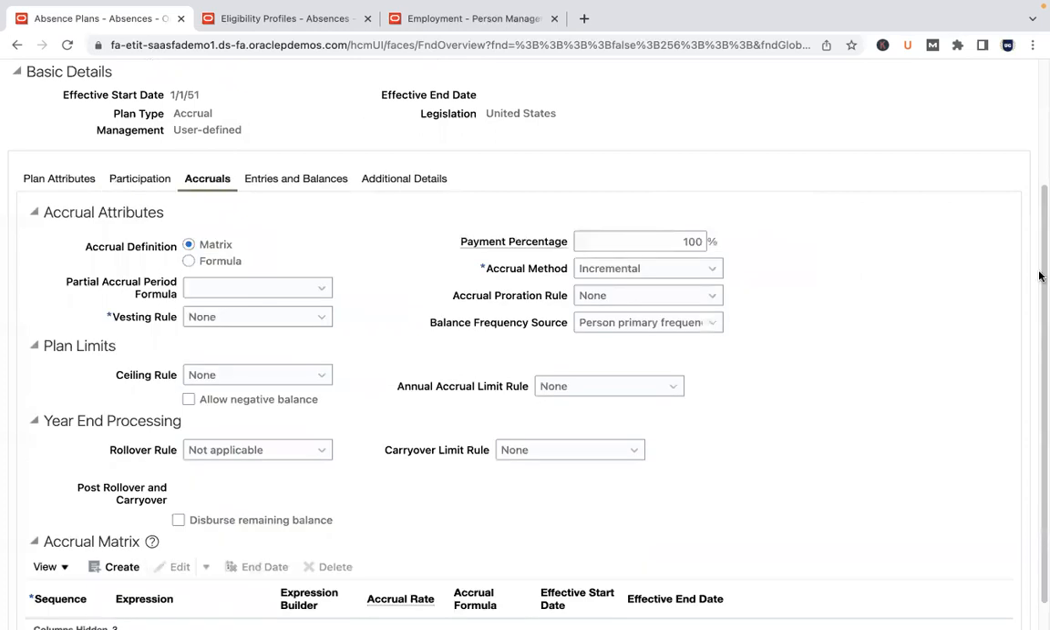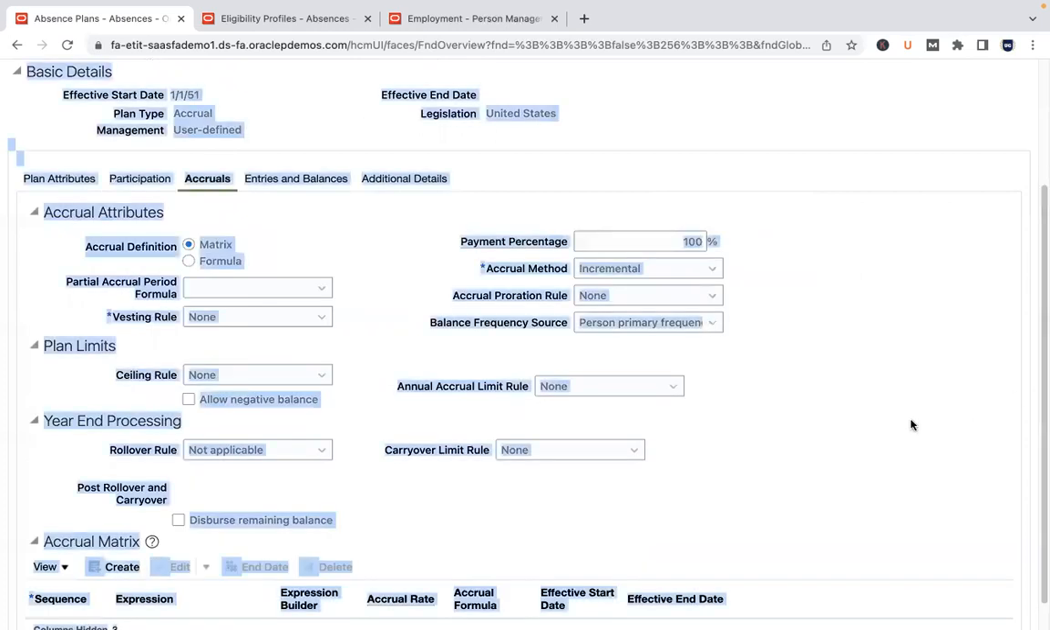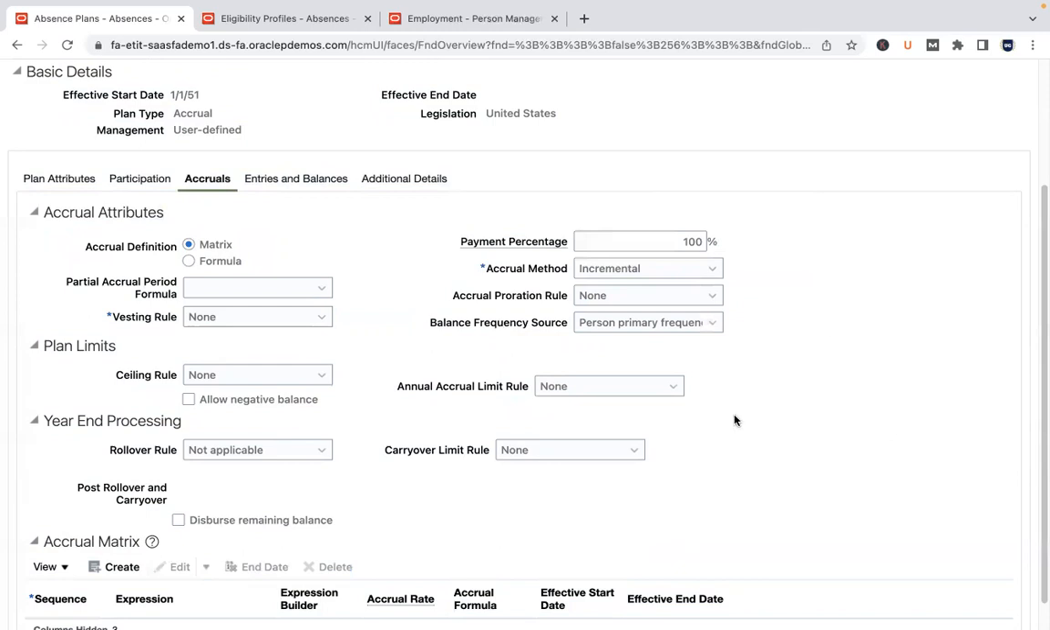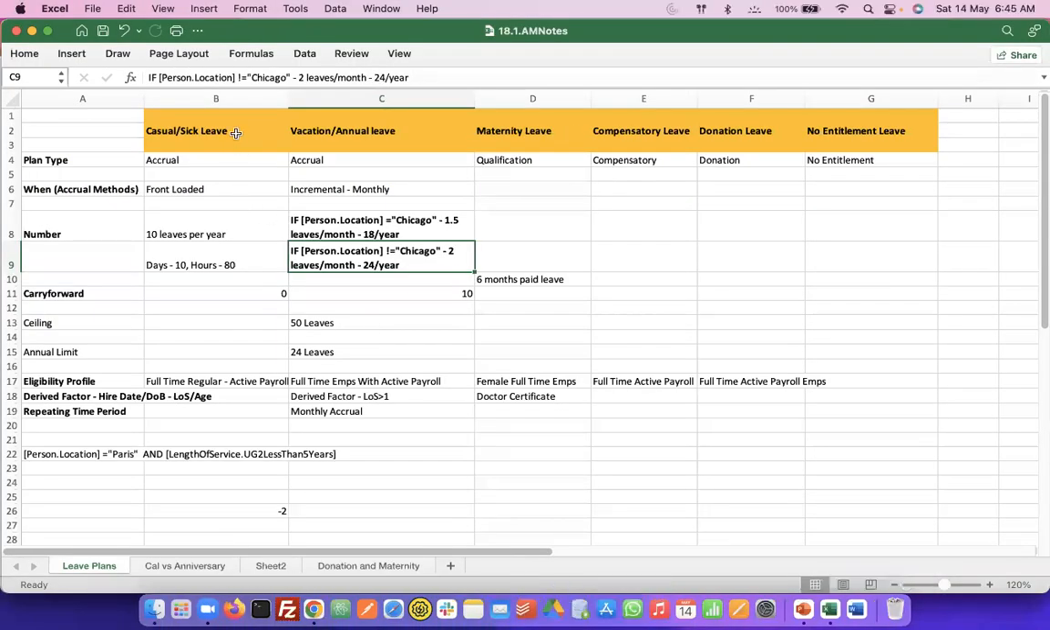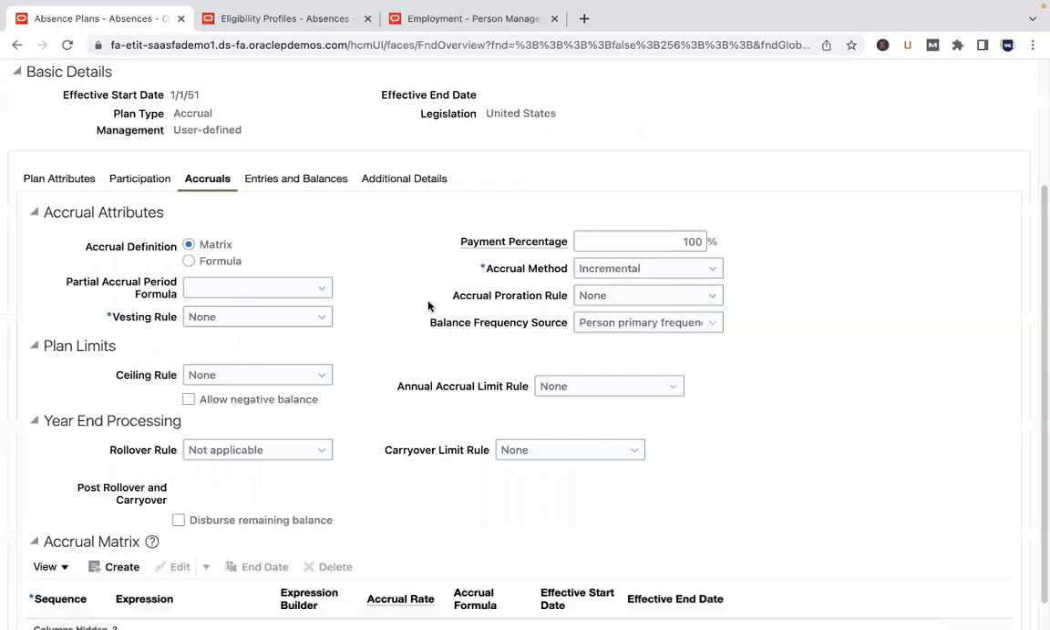In the accruals tab, this is where you mention how many leaves should be assigned to employees. In our case, we're talking about a sick leave, where 10 leaves should get front loaded for all the employees. We don't need to look at any person attributes to decide, or assign any differential number of leaves to employees. It's always 10 leaves per year. So what do you do in such a case?